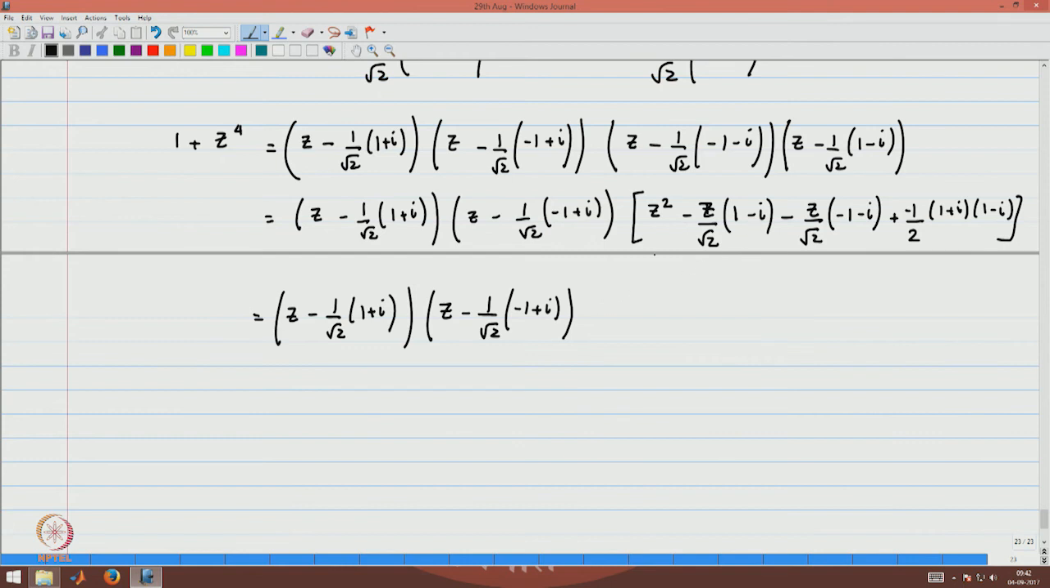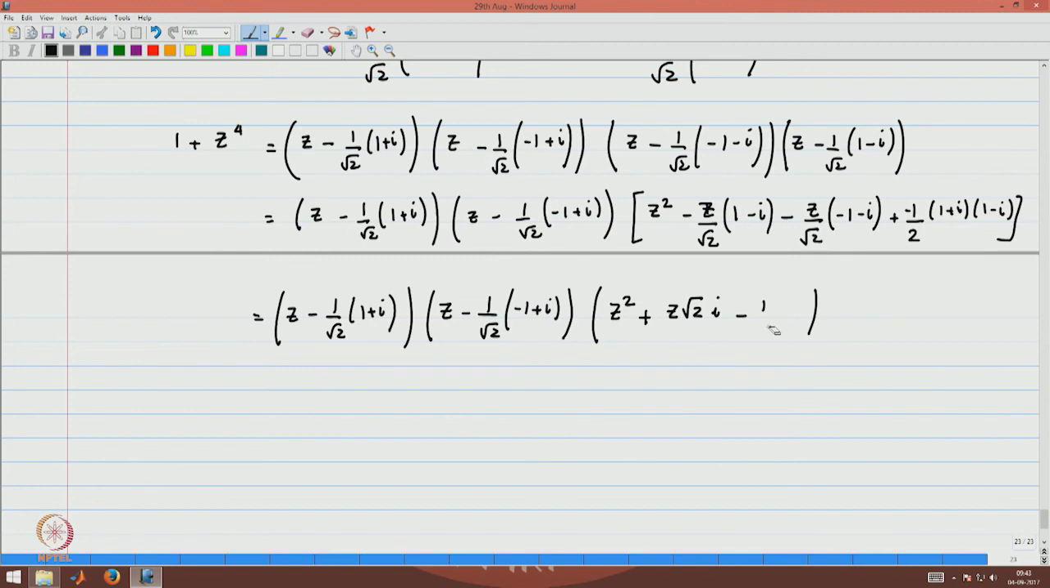Then 2 divided by root 2 will give you root 2, and then minus and minus will give you plus. So, I will write this as z squared plus z root 2 i minus half. Now, (1 plus i) into (1 minus i) is the same as 1 minus i squared. So, 1 minus i squared is 1 minus minus 1, that is 2, and I will just write this as minus 1.